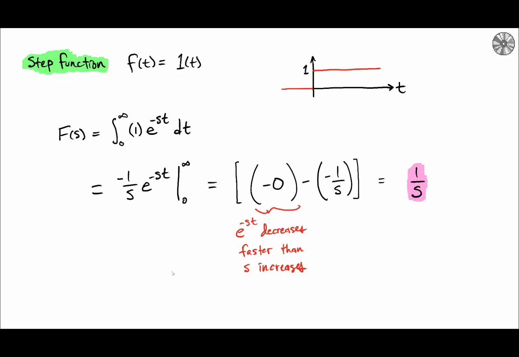So at infinity, e to the minus s infinity is 0, and then the second term, when t is 0, we just get minus minus 1 over s. And so the solution there is just 1 over s. So the Laplace transform of the step function 1 is equal to 1 over s. And so if you see 1 over s and you want to take the inverse Laplace transform, the inverse Laplace transform of 1 over s is in fact the step function.